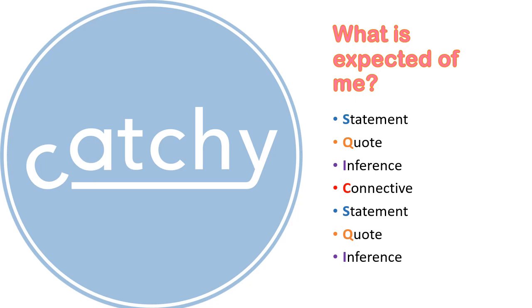But all it is, I'm making a statement, making a point about what I've learned from source A, using my quote, and making an inference. Ideally, I'm going to make more than one inference, but I'm just going to do the best I can with that quote. Then I'm going to use a connective or a comparative word to link to my other source. I'm going to make my statement about what I've learned from that source, use my quote, and make my inference or inferences on that one. Catchy, memorable, easy to say, winning all round.